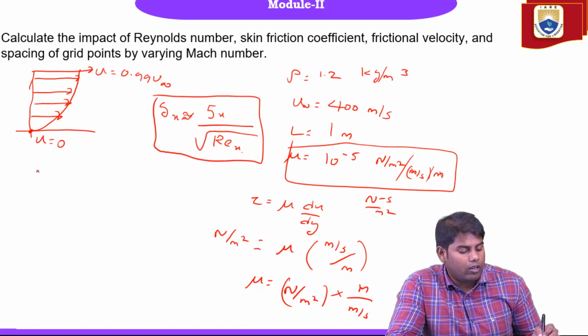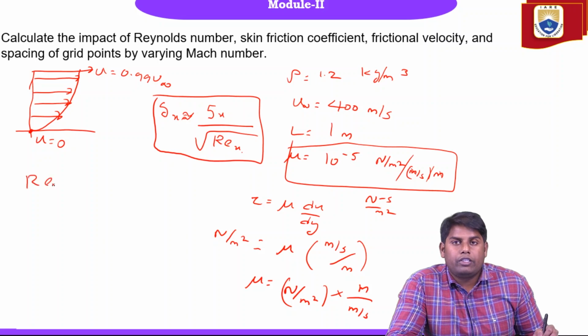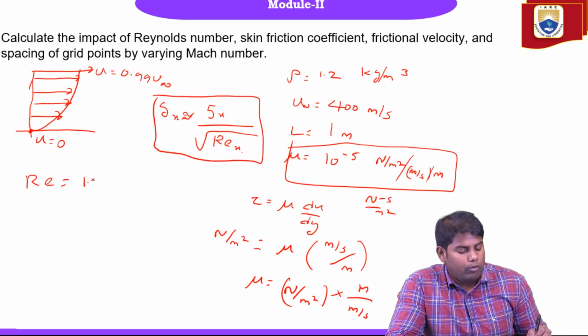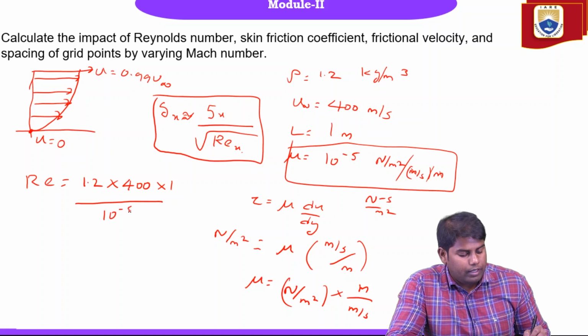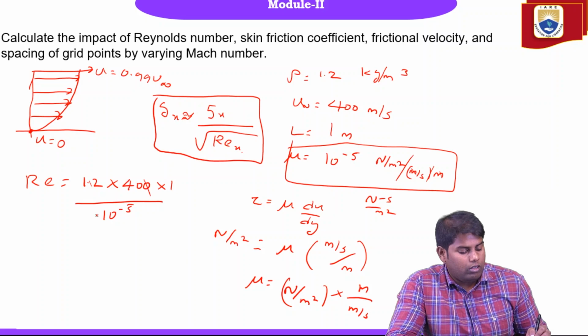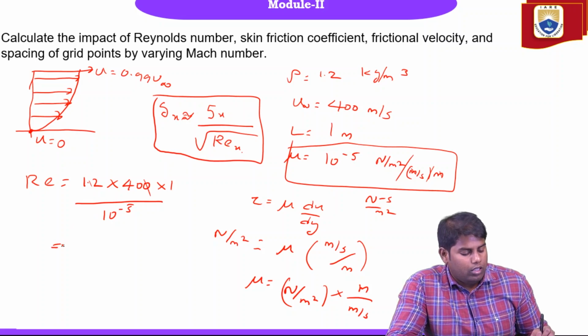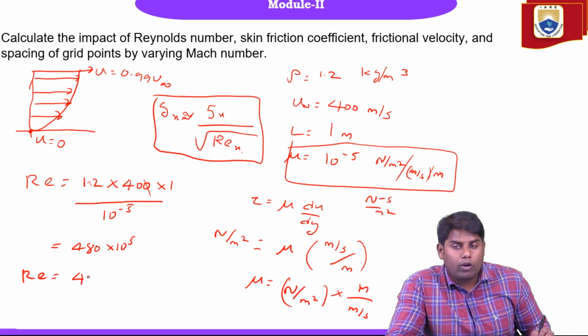So how do we calculate the Reynolds number? Re is equal to 1.2 into 400 into 1 divided by 10 power minus 5. So 12 times 4 has to be 48, so 480 into 10 power 5, which has to be Re is equal to 4.8 into 10 power 7.